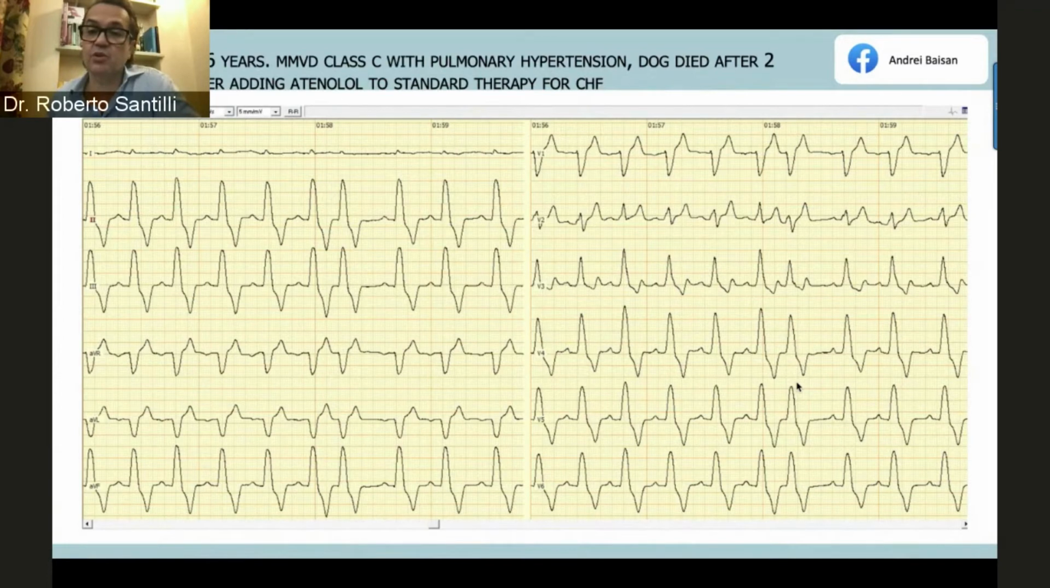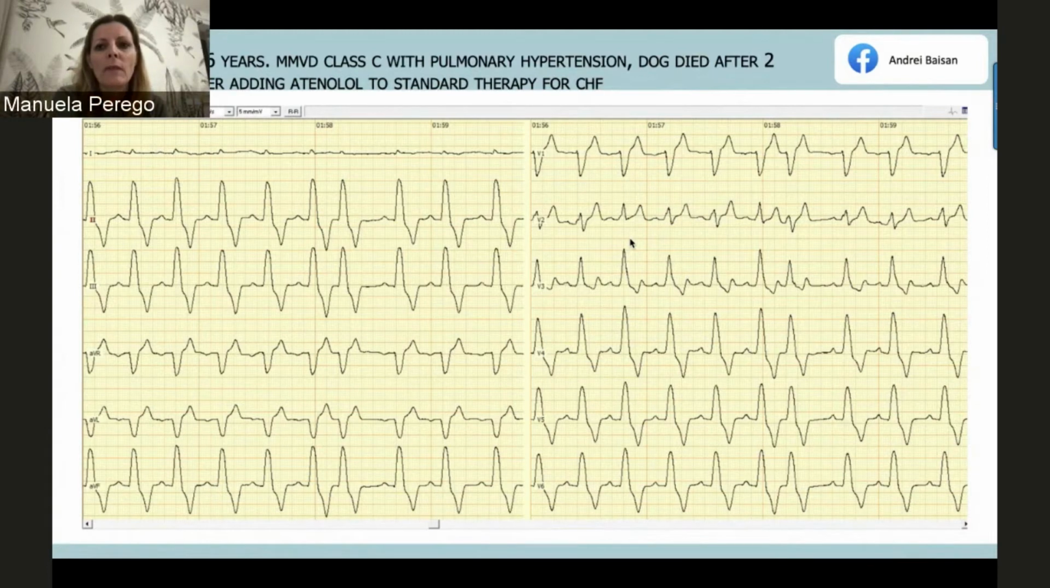This can happen. Also, if you have VPCs with a short coupling interval, you can have an aberrancy in the conduction with these VPCs. So the functional block, when it's alone, is just rate related, but you can actually have functional block on top of an anatomical block, such as in a case like this. And so you can see that it's changing the morphology because you have different degrees of block along the interventricular septum. That's why it goes from positive to isodiphasic, depending on the amount of block.